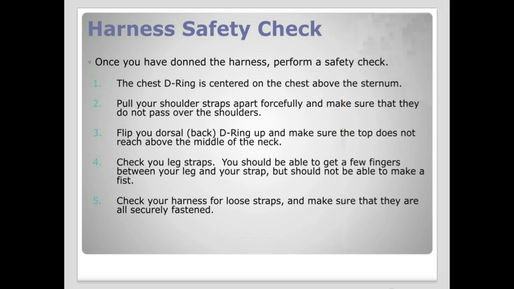Harness safety check. Once you have donned the harness, perform a safety check. Make sure the chest D-ring is centered on the chest above your sternum. Pull your shoulder straps apart forcefully and make sure that they do not pass over the shoulders. Flip your dorsal or back D-ring up and make sure the top does not reach above the middle of the neck. Check your leg straps.